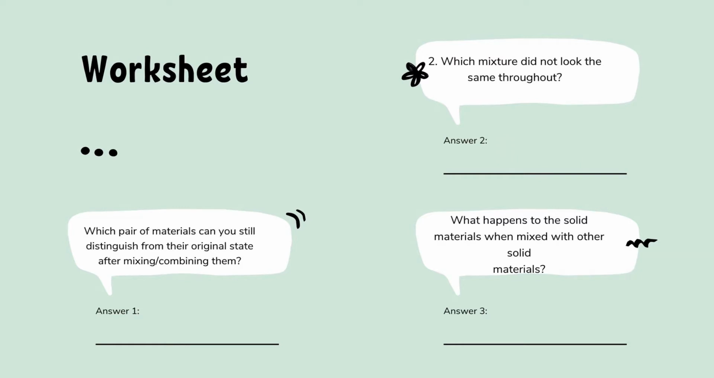Answer the following guide questions. Question number 1. Which pair of materials can you still distinguish from their original state after mixing or combining them? Question number 2. Which mixture did not look the same throughout? Question number 3. What happens to the solid materials when mixed with other solid materials?